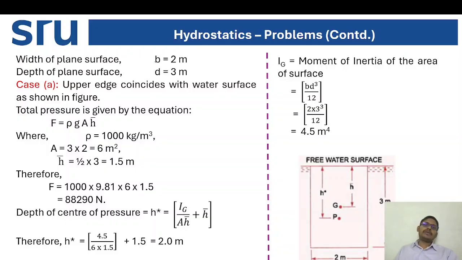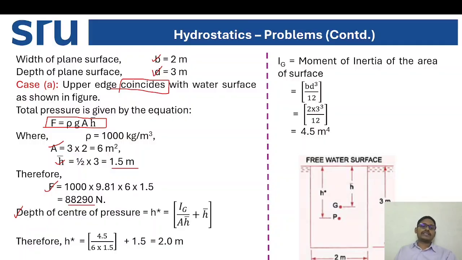You can see B is equal to 2 meters, D is equal to 3 meters, and given the first condition coincides, so as we know force equal to rho g A H bar, where rho is equal to 1000 kg per meter cube, and A is equal to 3 into 2, that is 6, and H bar is equal to 1 by 2 into 3, that is 1.5 meters. Total force is equal to 88,290 newtons.